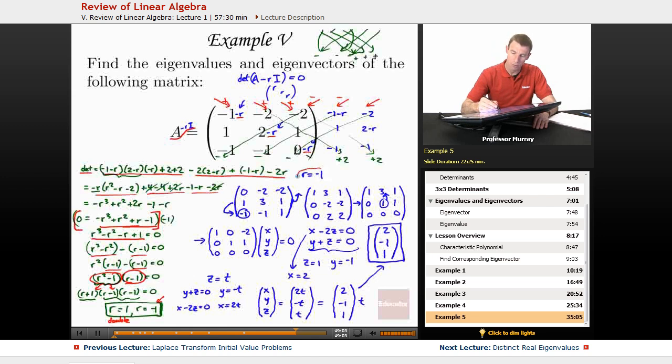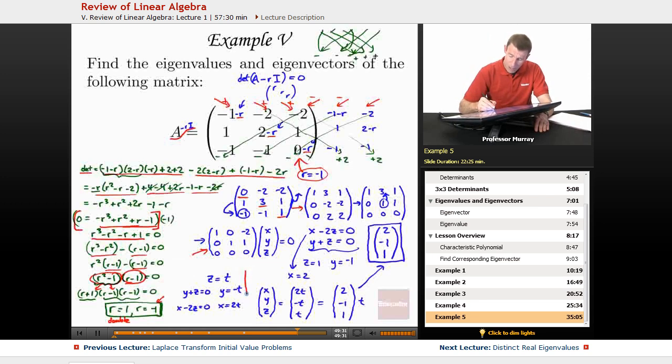For r equals negative 1, we plug that back into the matrix, which means we're subtracting negative 1 along the main diagonal, which effectively means we're adding 1 on the main diagonal. So that's why we got the 0, 3, 1 on the main diagonal. All the other entries are just the original matrix. Then we row reduced this according to our rules from linear algebra, to reduced row echelon form. And from there, we're trying to solve for x, y, and z.